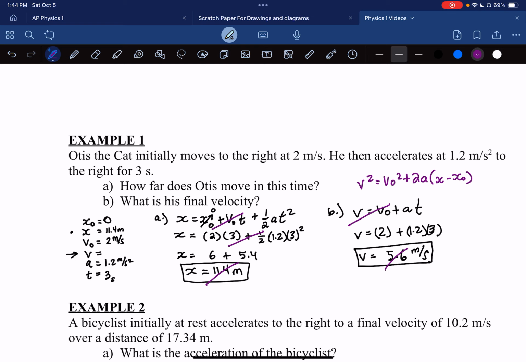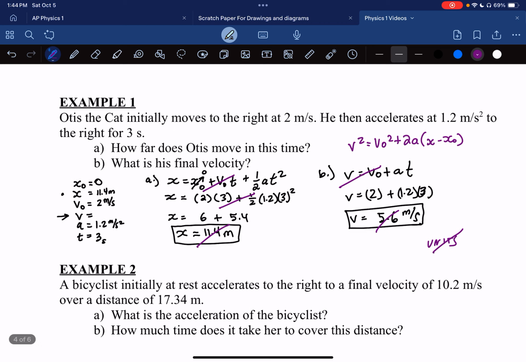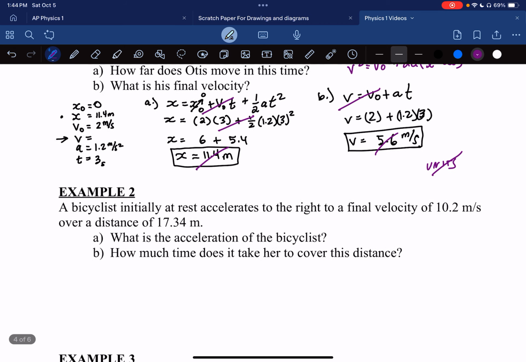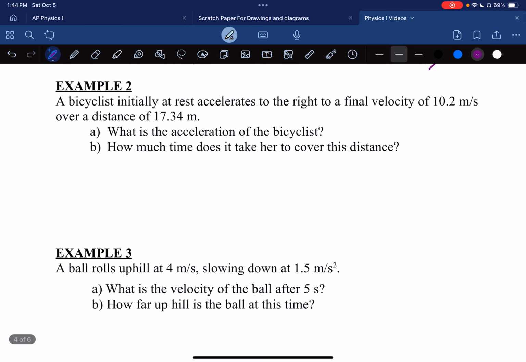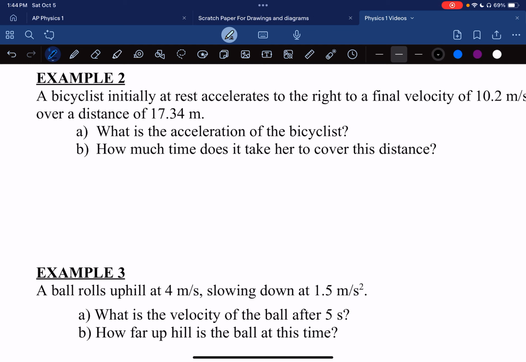Typically, I'll give you a correct point for a correct answer and a point for units. So both of your answers have units in it. So this might be worth 6 points, typically. Let's keep going. Let's make a list.